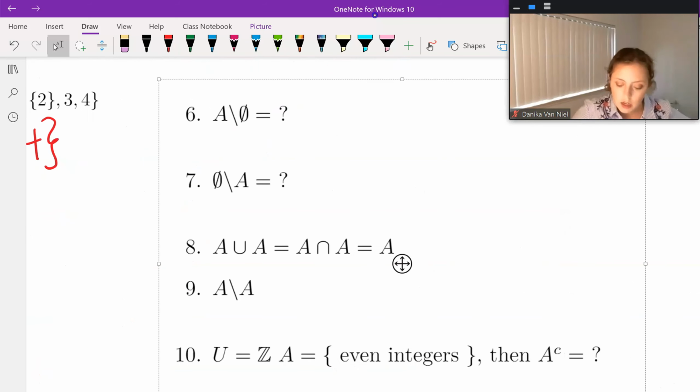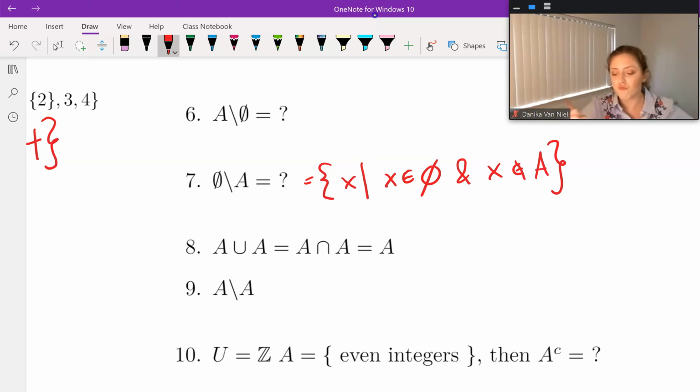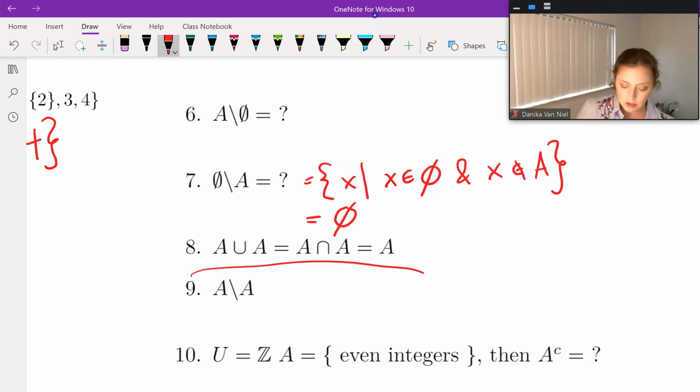How about the empty set minus A? Ooh, that's an interesting one. I want elements X such that X is in the empty set and X is not in A. What elements look like that? Nothing, because nothing's in the empty set. So we have the empty set. You can subtract a bigger set from a smaller set. The only elements you care about are the ones they have in common. This one just is what it is. You could think about that one.